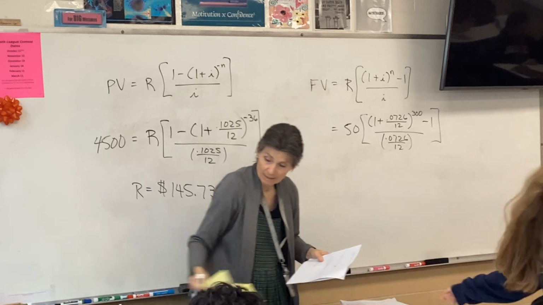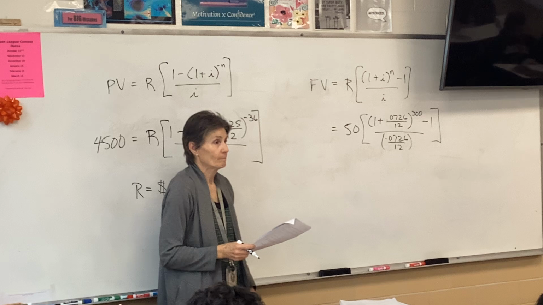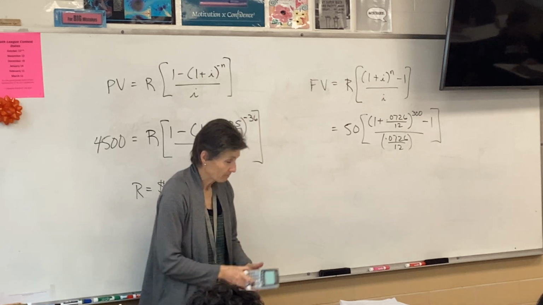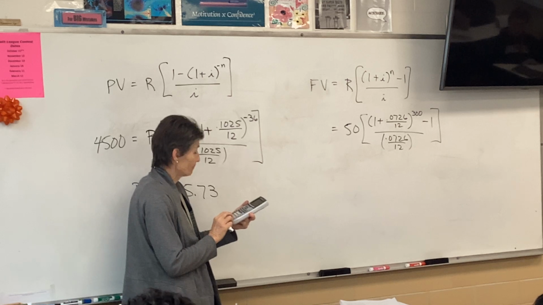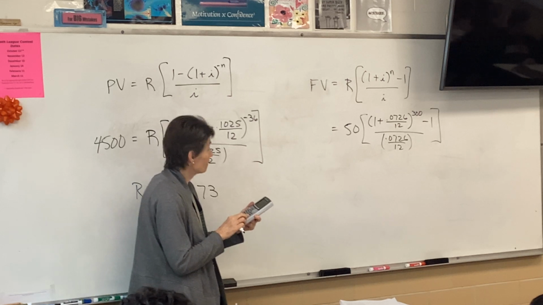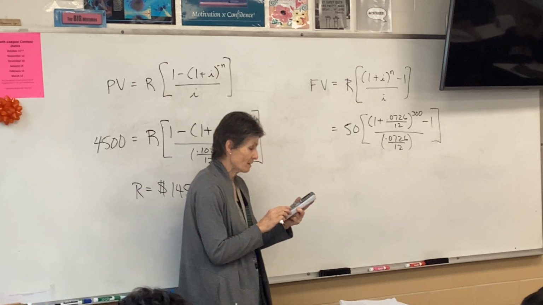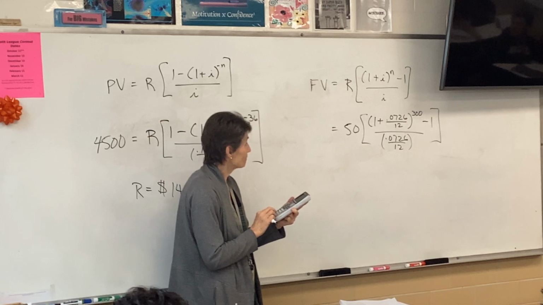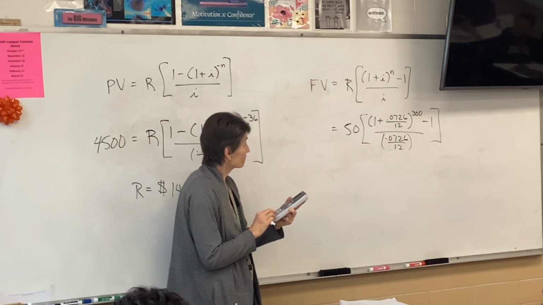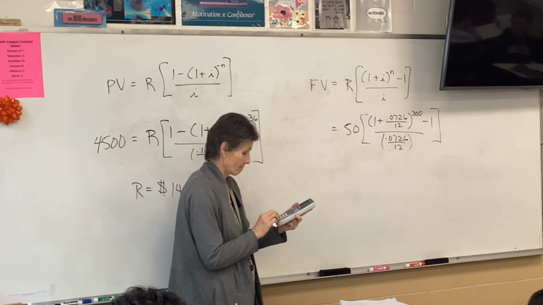How does that look? Does that look okay to everybody? All right, let's type it in. For FV, would the denominator always be 12? No, it depends how many payments you're making a year. Is it monthly or quarterly, or annually, which is just one? Yeah, annually is just one, monthly or quarterly.